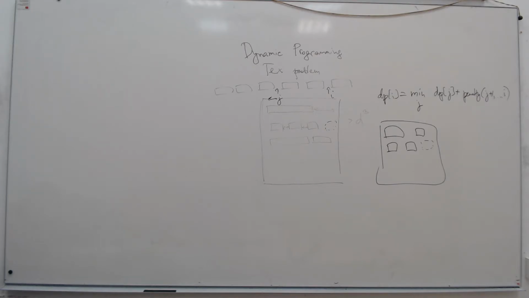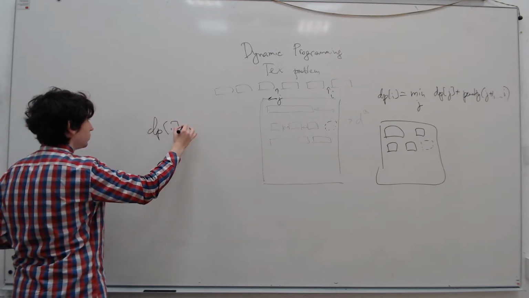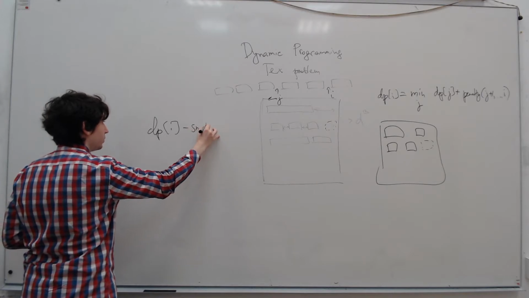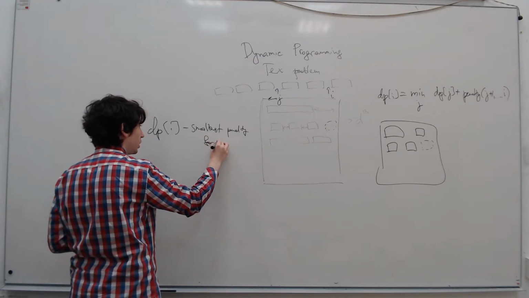One is when dpj is not. So your state is: what is the best way to put the first i words with the smallest penalty? So that's the question. dpi is the smallest penalty for i words.